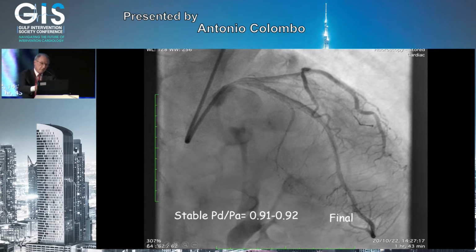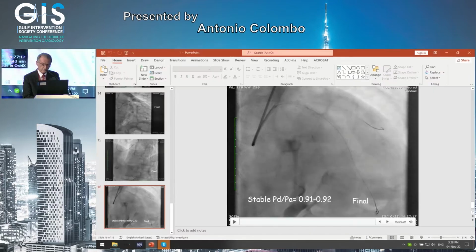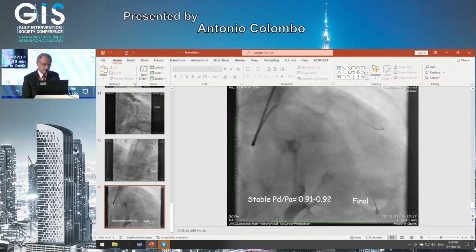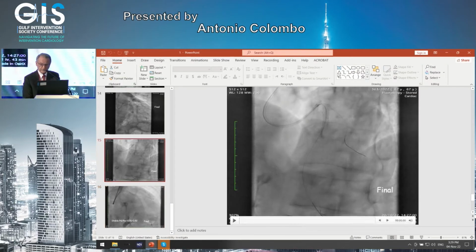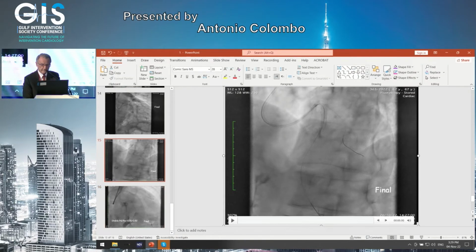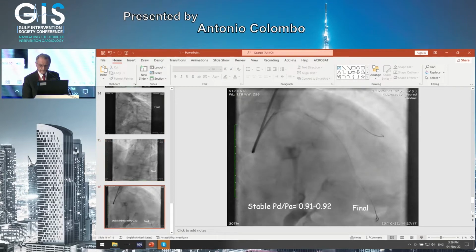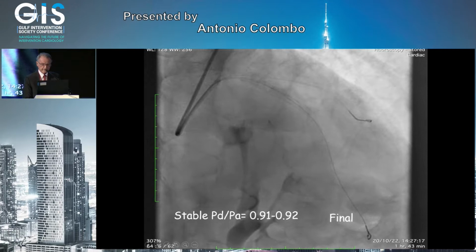You may argue, what's the problem to place 2 long stents? It would have been easier, quicker, and I only believe that you need specific studies to demonstrate that this approach has some advantages. Of course, these are anecdotal cases, but I show you also this projection. Okay, I think it's enough.